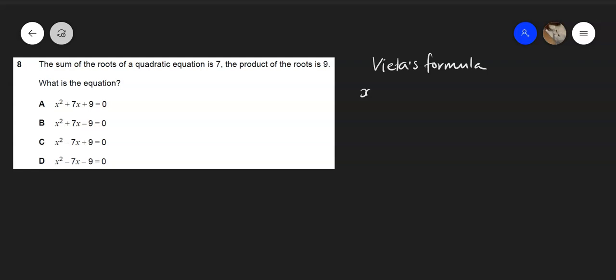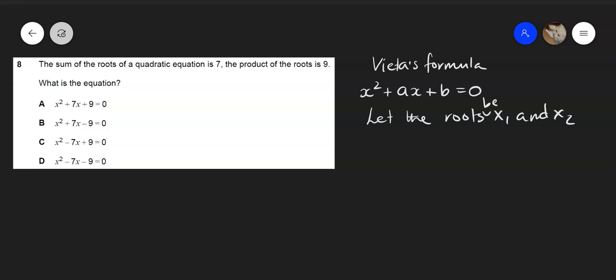If we have the equation x squared plus ax plus b equals 0, for a moment we assume that the coefficient of x squared is equal to 1 because this is what the suggested options have, and if we let the roots to be x1 and x2, I missed b here. So if the roots are x1 and x2, then x1 plus x2 equals 7, and x1 times x2 equals 9.